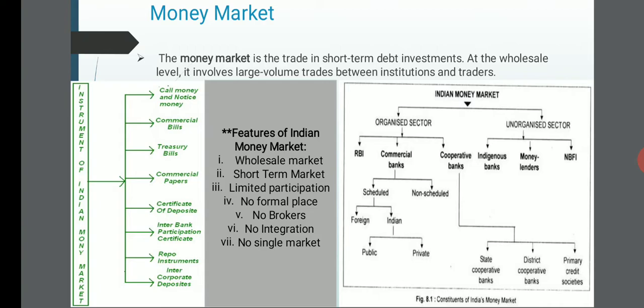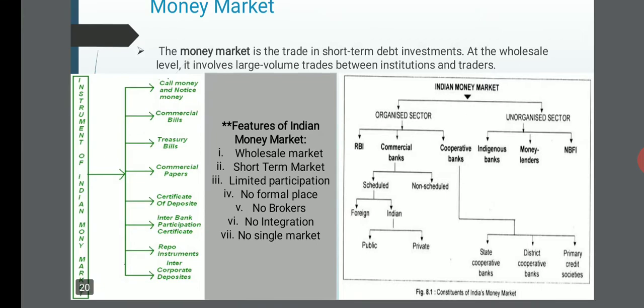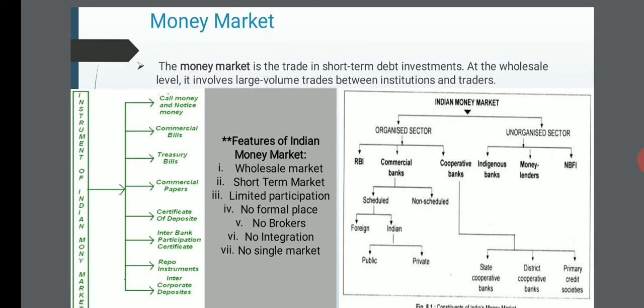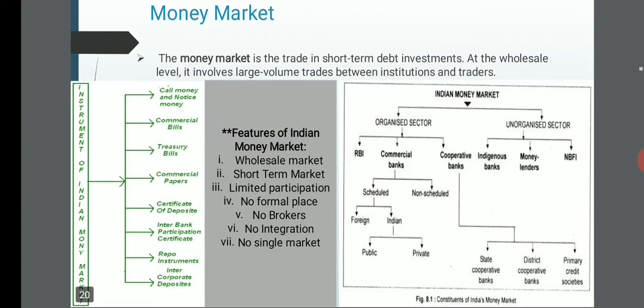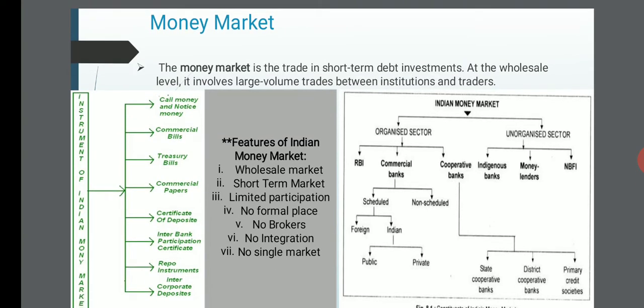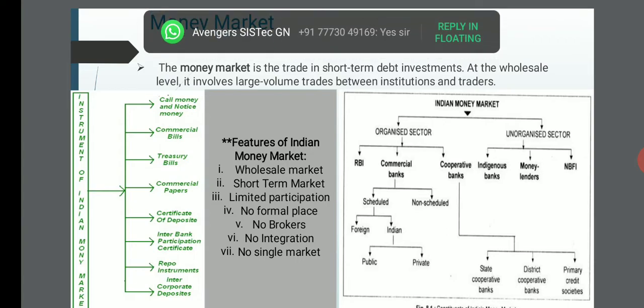Commercial papers are promissory notes issued by corporates to raise short-term funds. Certificates of deposit are the certificate given by corporate in case of deposit taken from public. Interbank participation certificate is when there is participation by banks while giving funds to other banks. Repo instruments are when securities are traded on a repo rate. And intercorporate deposits are deposits from one corporate to another. So these are the instruments.